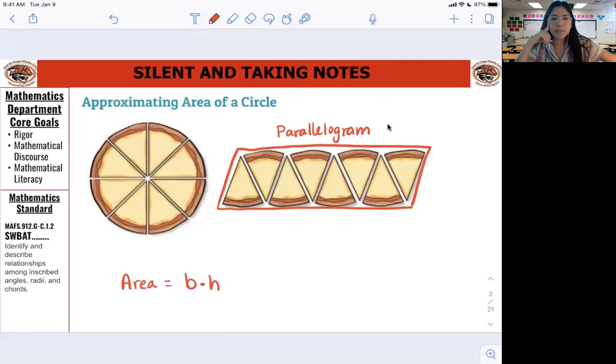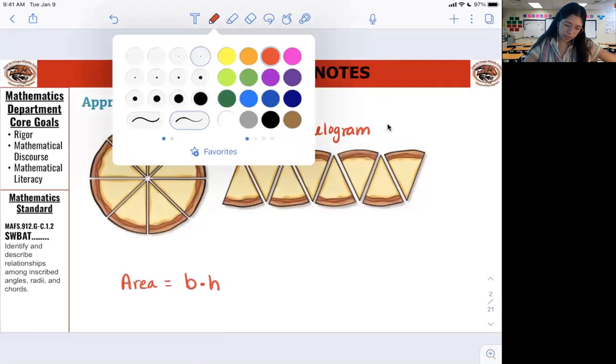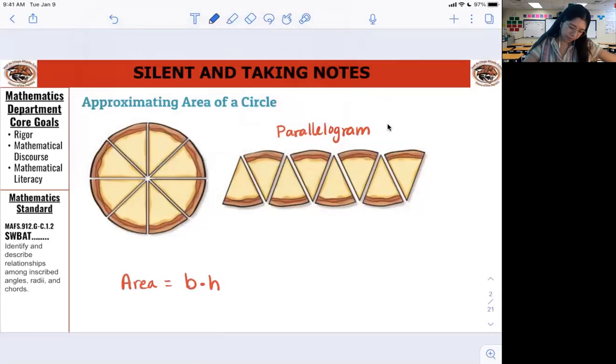So let's look at this parallelogram and think about what would be the base of it and what would be the height of it. And the way to figure that out, I'm just going to highlight some things on my pizza. So think of the crust. Let's pick a good color that's going to stand out. So I have crusts all over here, over here, over here, over here.